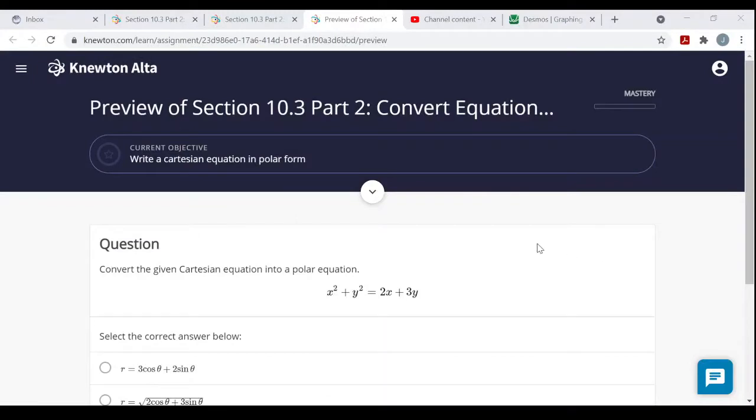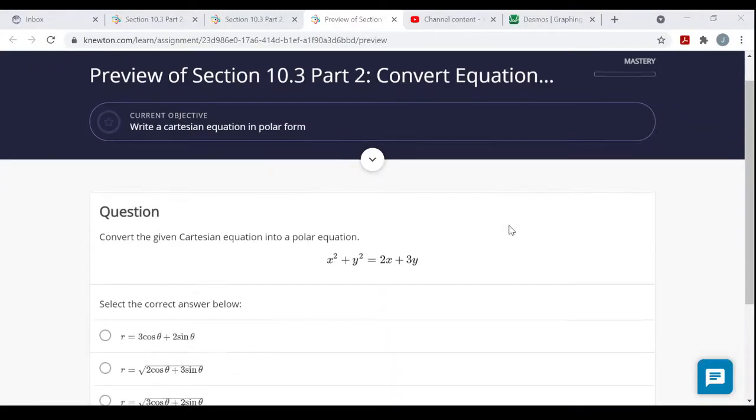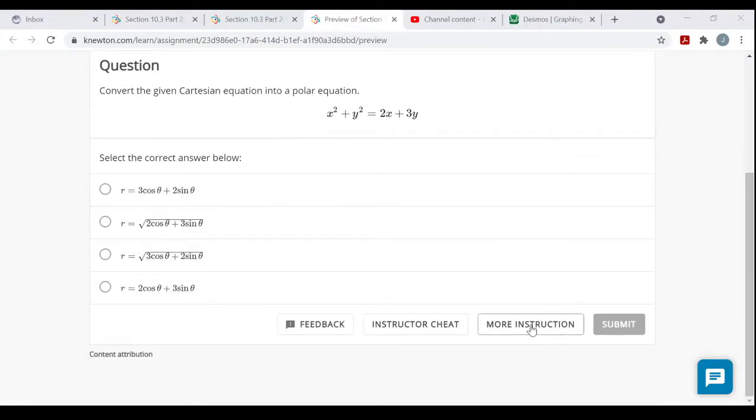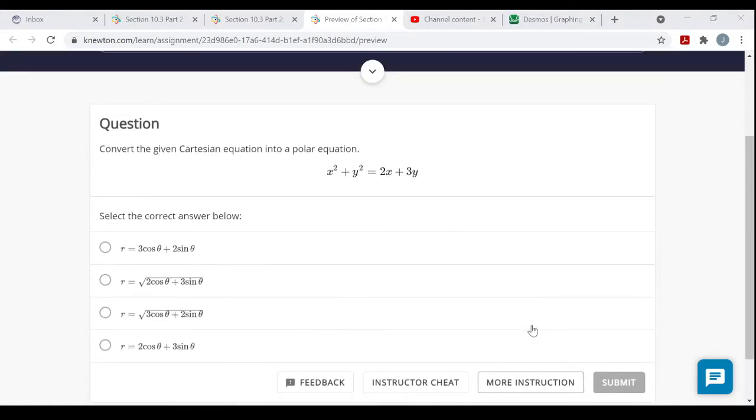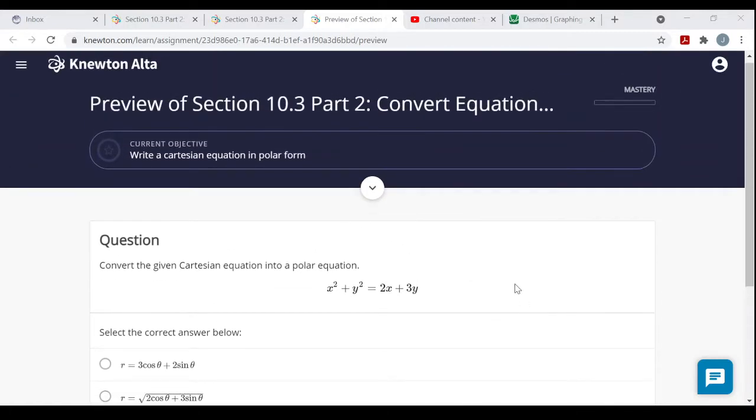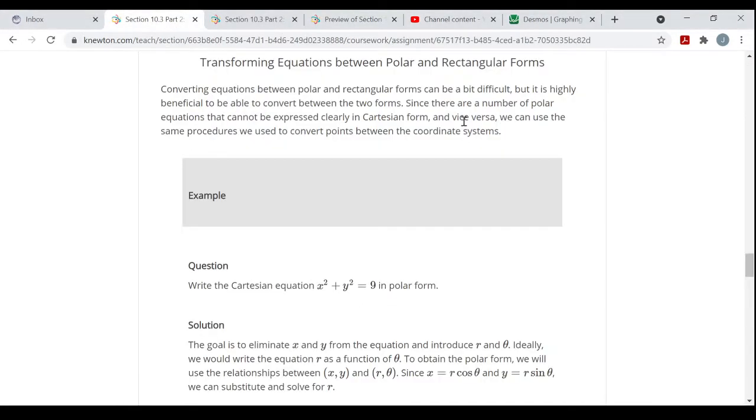And yeah, let's take a look. Again, if you want to see more about the topic, click on More Instruction, look at their notes, their videos, their examples, and hopefully those help. In fact, I'm going to show you just a little bit of their instruction here on transforming equations between polar and rectangular forms.